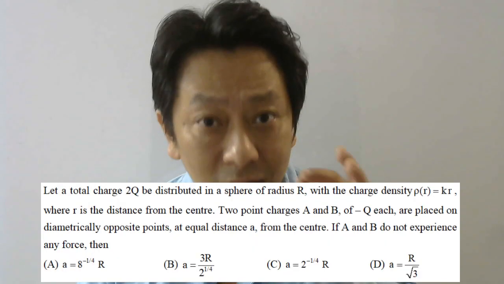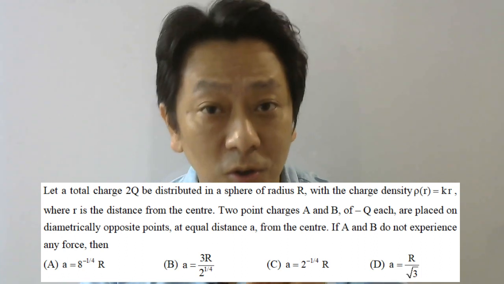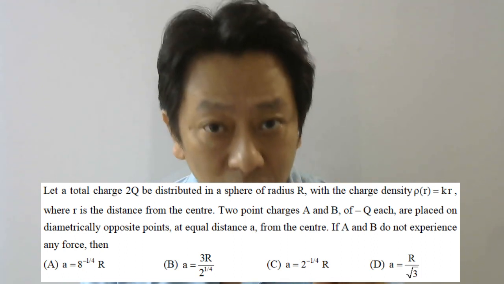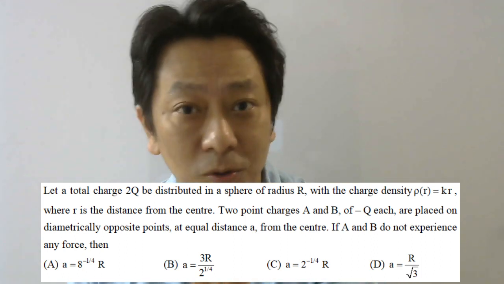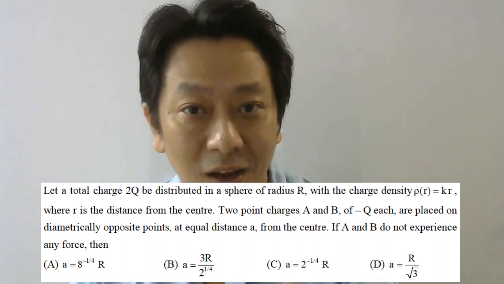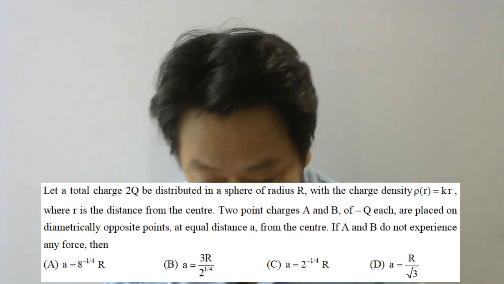This means the charge on the sphere is not uniformly distributed. It is non-uniform because as you move away from the center, small r will increase, and according to the question, the density of charge will also increase because rho is proportional to small r, right? Because small r is in the numerator, right?